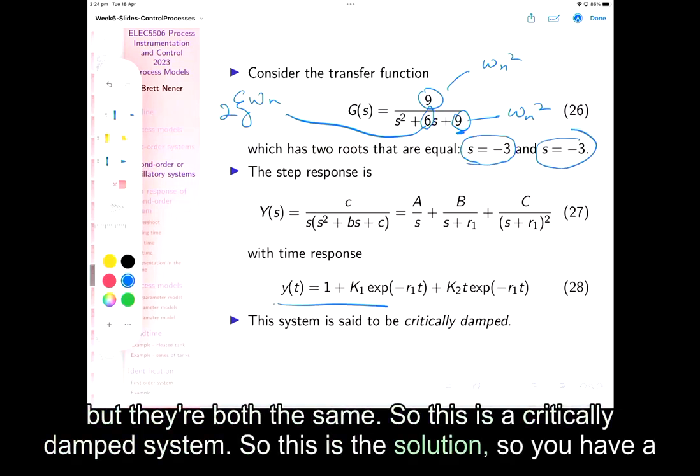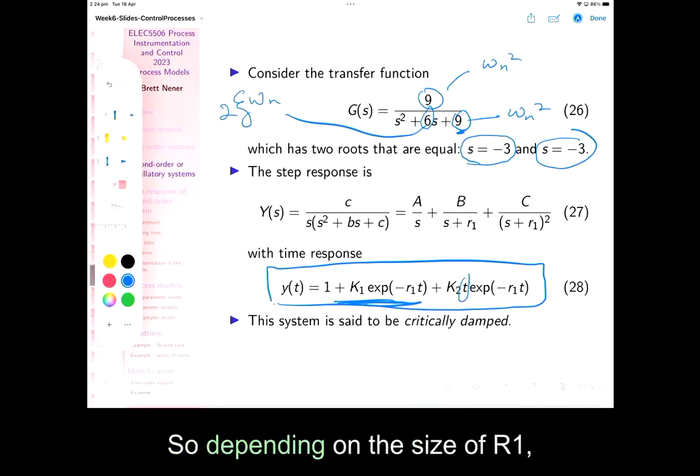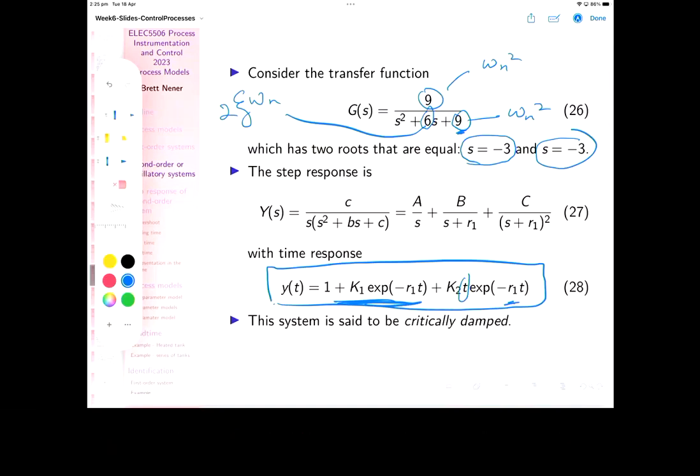So this is the solution. You have a sort of exponential-like response. Depending on the size of R1, you have it going up a lot all the time. It could be a contest between the linear time function and the exponent. So this is critically damped.